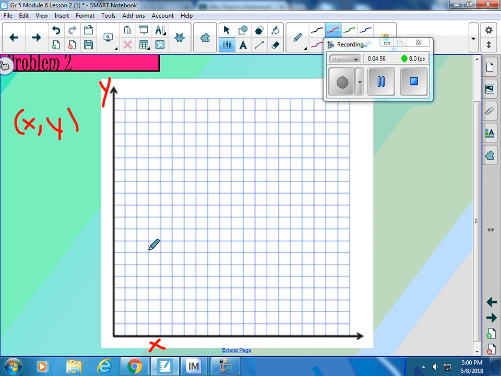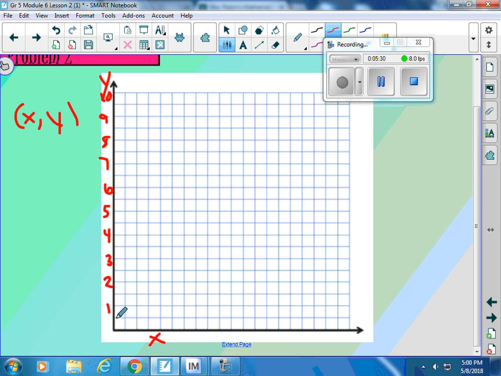Now, if I were to number this, I'm going to do what we did last time and skip a line. I'm going to number every other line here. So these are in increments of 1. I can use the half, but usually you're going to see it in increments of 1. Then I'll do the same thing here.